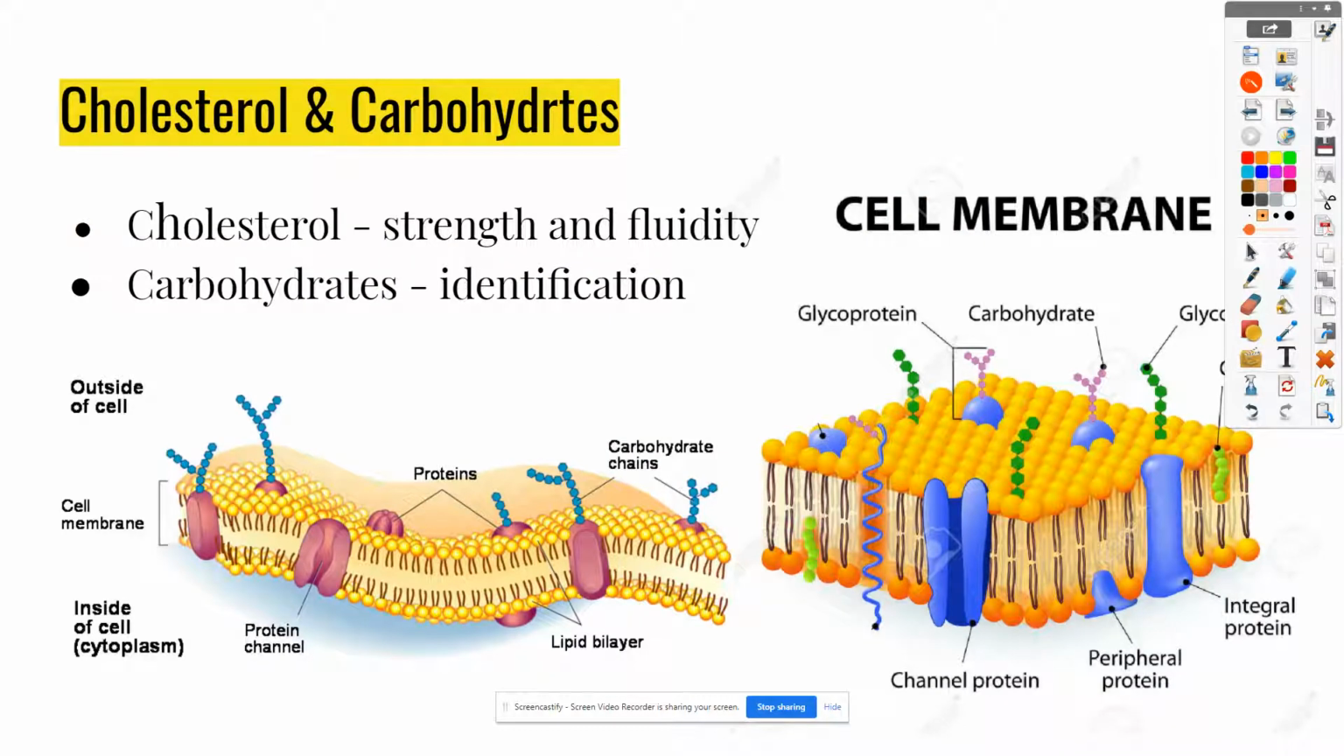Now the cholesterol, what does it do? It acts for strength and fluidity. It keeps molecules from becoming stationary. It helps them move around, but it also helps hold them together. It provides the membrane with strength so that it doesn't fall apart. We tend to see more cholesterol in animal cell membranes than we have in plant cell membranes. We also see more cholesterol in animal cells in organisms that live in much colder environments for longer periods of time. The carbohydrates, they are the ID tags.